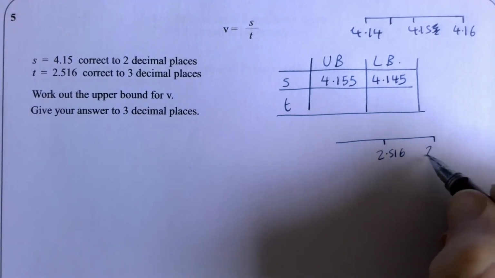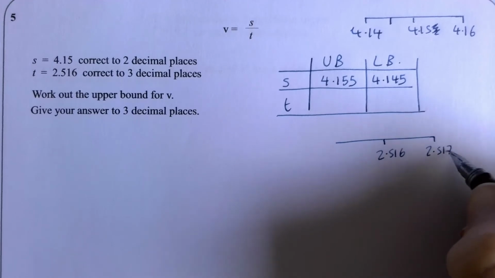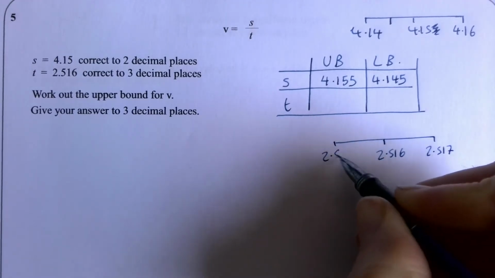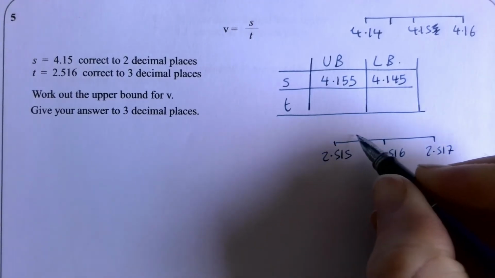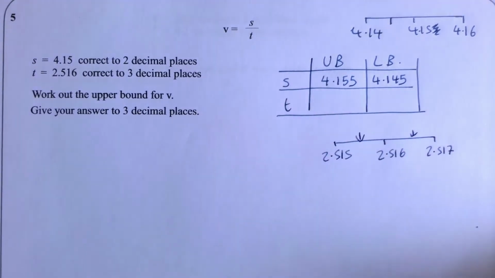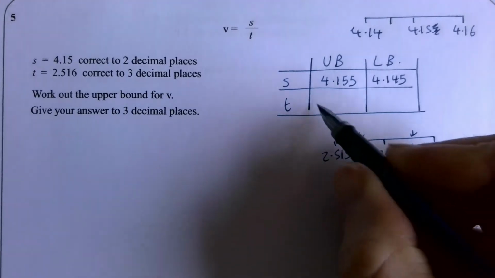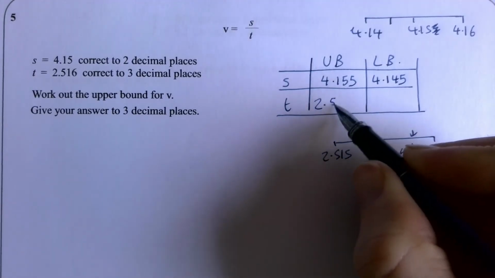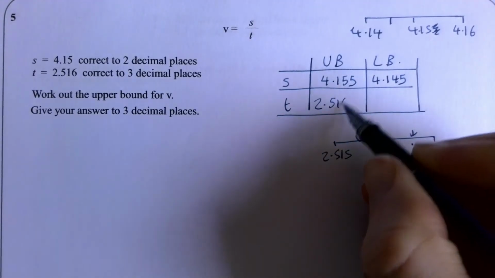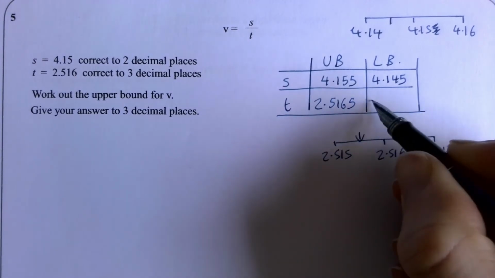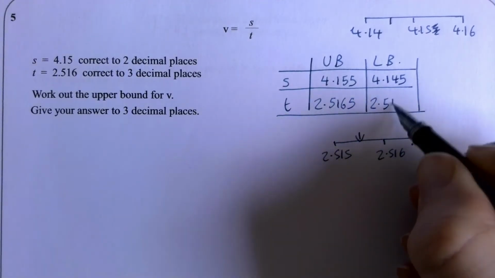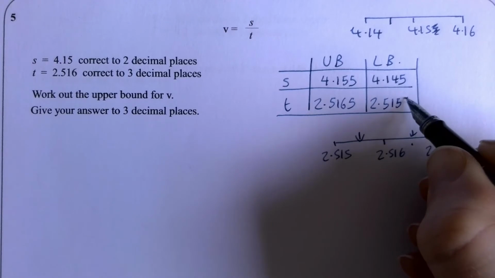The next one up would be 2.517. The next one down would be 2.515. So we are looking at halfway in all of these. So the upper bound here is 2.5165 and the lower bound 2.515.